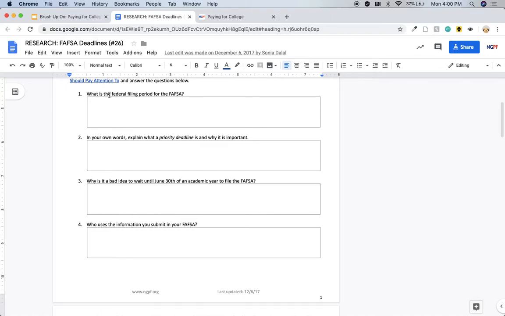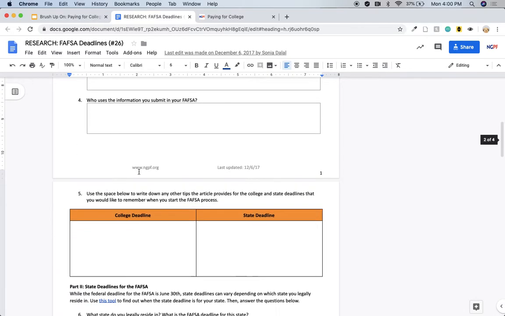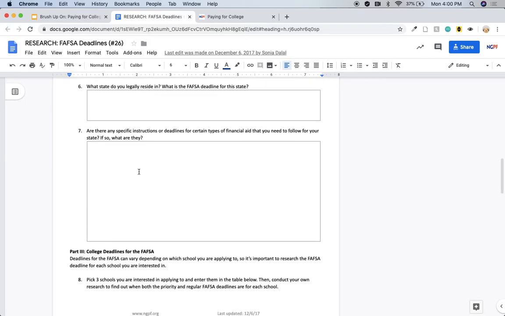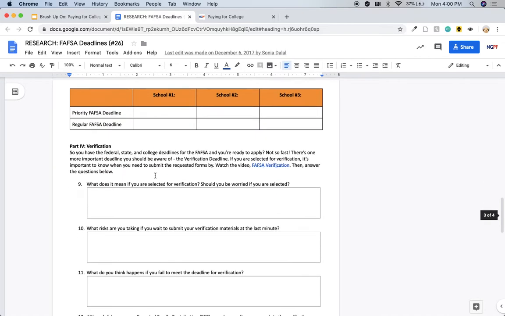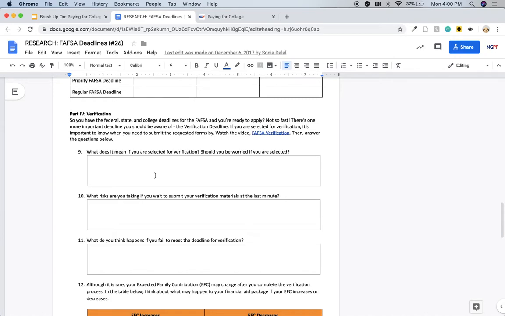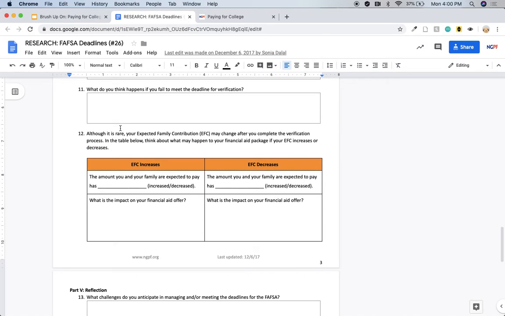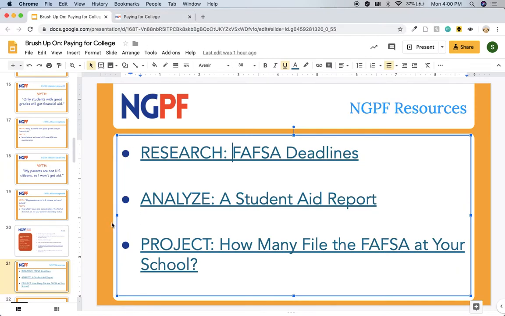Just keep in mind that there is a federal filing period and a priority deadline. Schools sometimes have their own deadlines for submitting the FAFSA. There are state deadlines, and like I said, college deadlines here. So really, there are lots of different types of deadlines to submit the FAFSA, depending on the school that you are applying to and the state that you are in. Another thing to take into consideration is verification, which some students might be selected for. That can sometimes prolong the whole process itself. So this is a great activity to have your students dive deep into those deadlines.